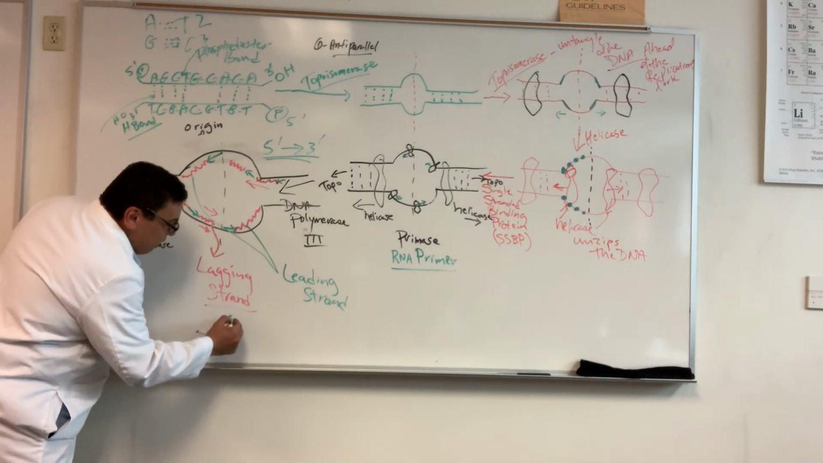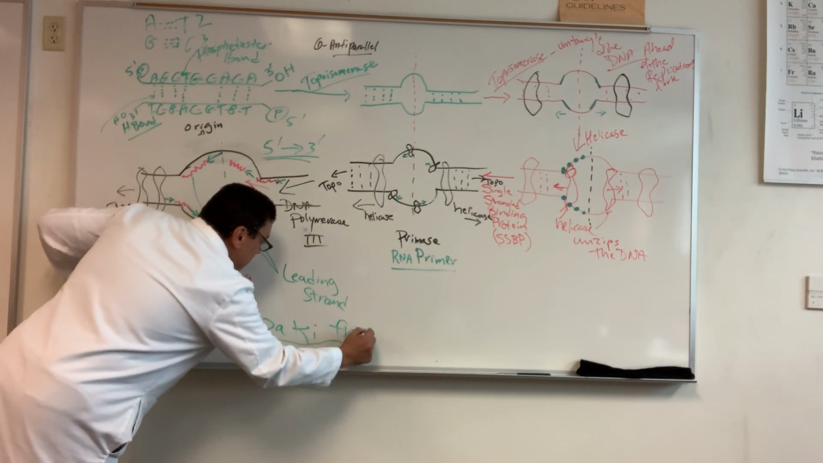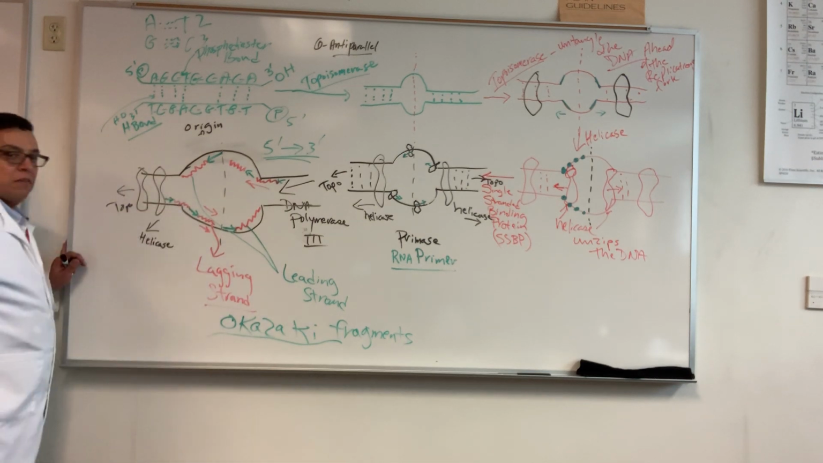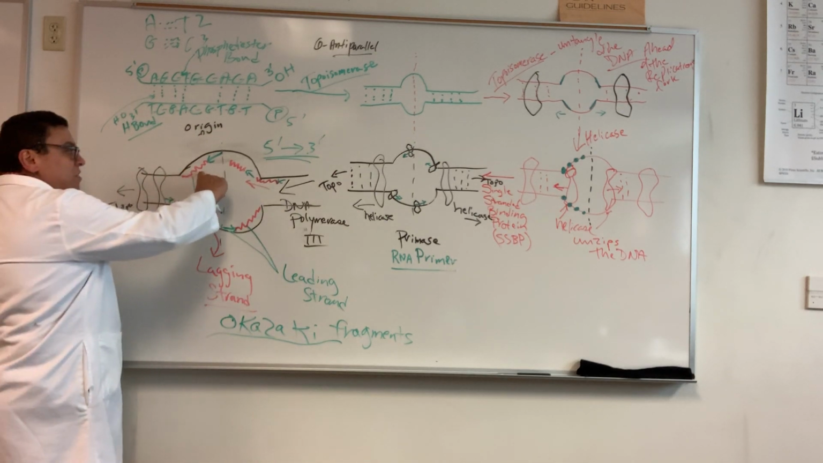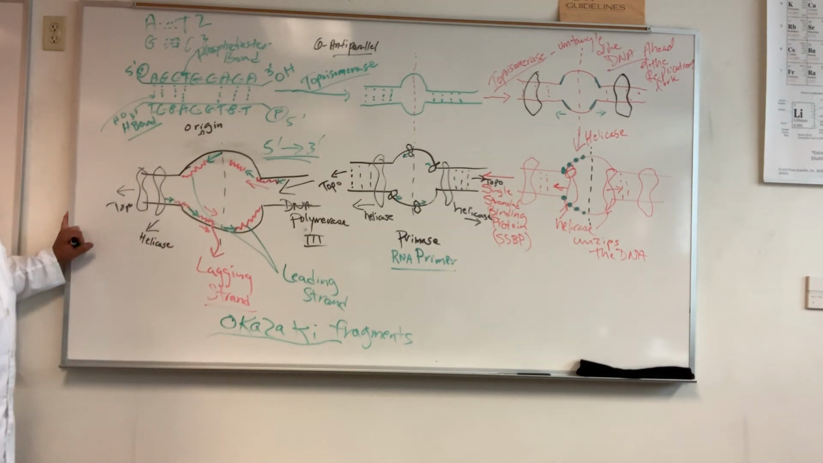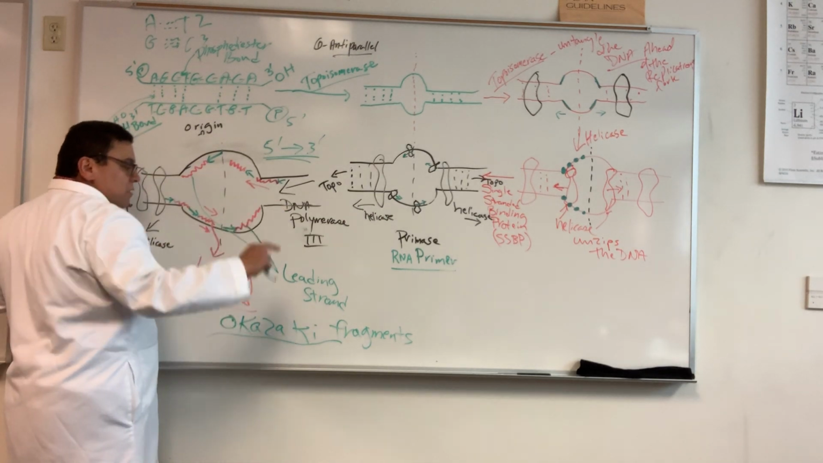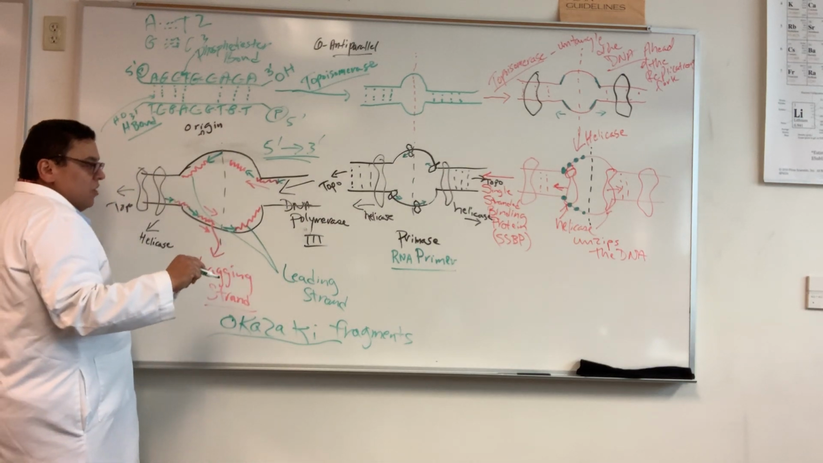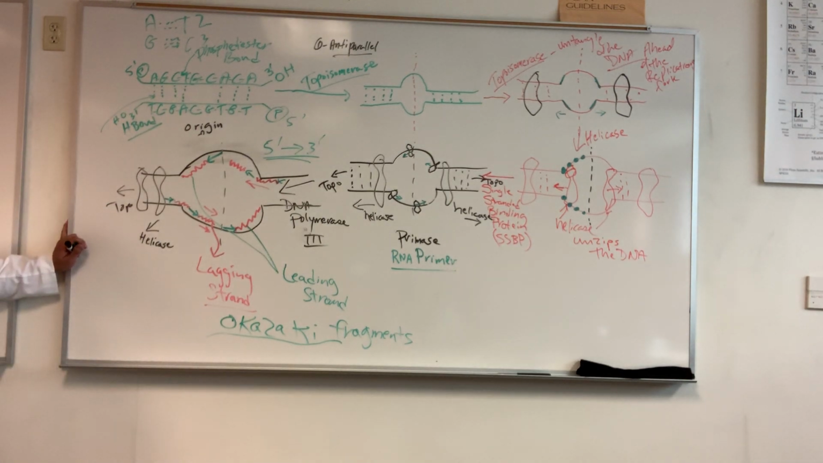Anyways, Okazaki fragments. These are Okazaki fragments, meaning they're made in pieces. So what's the opposite of continuous? Discontinuous. So the word discontinuous means made in pieces. The leading strand is made in one piece, and that type of replication is called continuous. The lagging strand is made in pieces, called discontinuous, and the fragments are called Okazaki fragments.